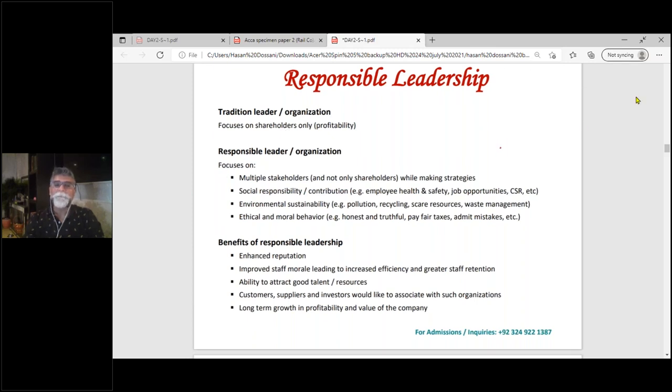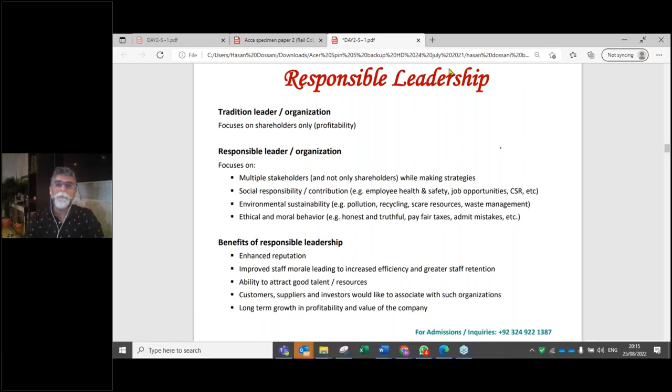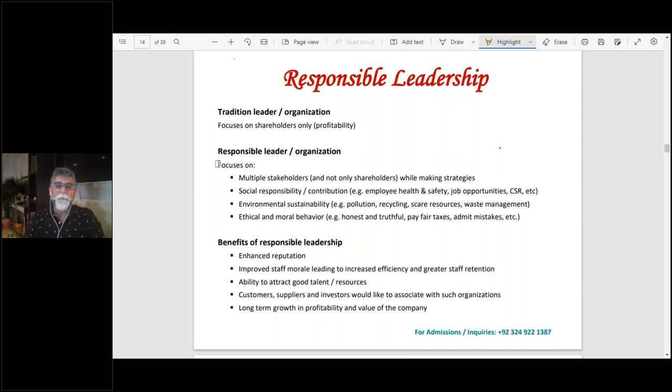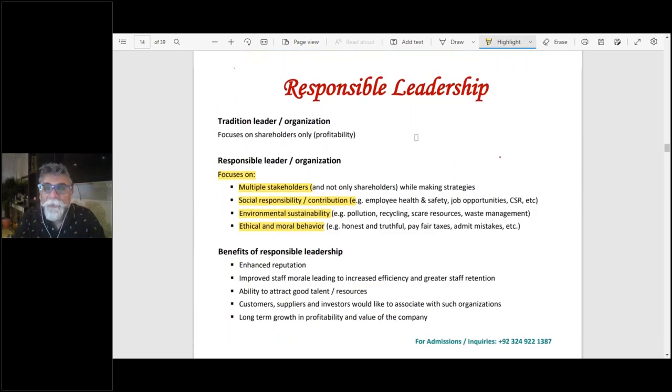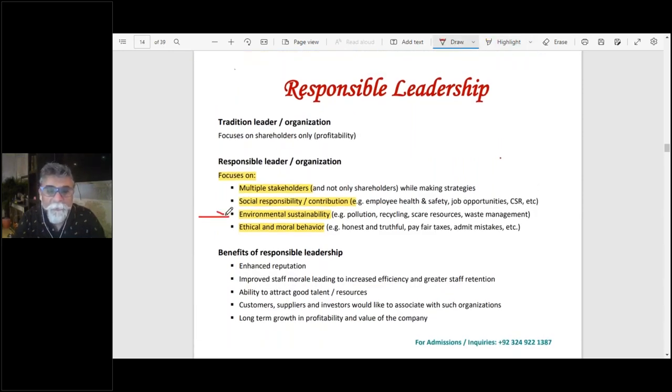They focus on multiple stakeholders, the social contribution of the organization, environmental sustainability, and focusing a lot on ethical and moral decision making. These are the attributes or qualities of a responsible leader or a responsible organization. So you see, one of the attributes is environmental sustainability, that a good leader also focuses on protecting the earth, the natural resources, the environment, all these things.